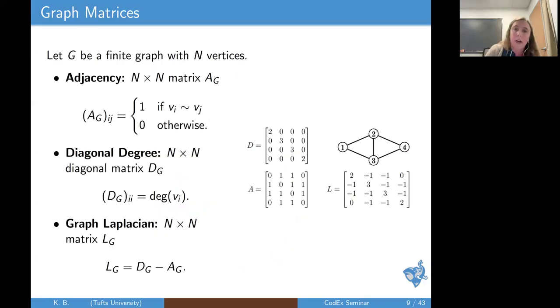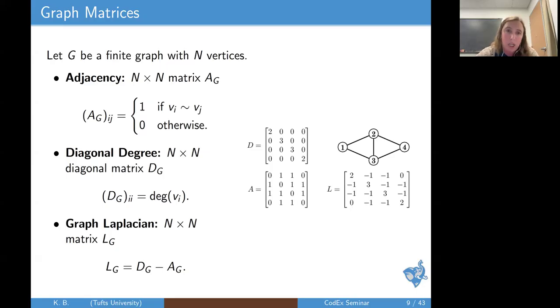Okay, so in order to come up with a way to analyze this data on the Cayley graph, we're going to build up to the main tool that's used in graph signal processing, the graph Fourier transform. We need a little bit of linear algebra. We need some matrices to associate with our graphs.